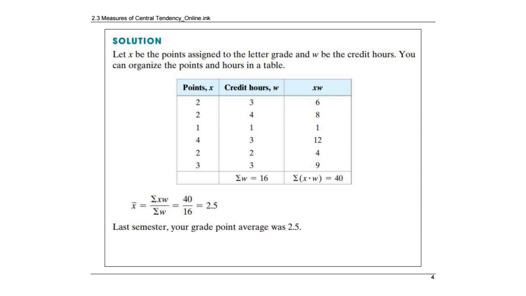All right, so this lays it out without any of my writing. You have the points in the first column. You have the credit hours in the second column, which we added up because that's our denominator. And then we multiplied those together. So you multiplied the points times the credit hours. That is this last column. And if you add up all the points that you got, even weighted by the credit hours, that gave us 40. So 40 over 16 gave us a GPA of 2.5.